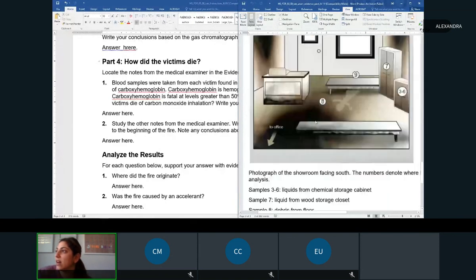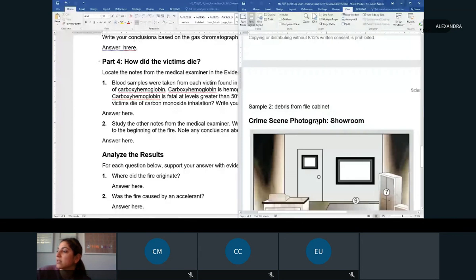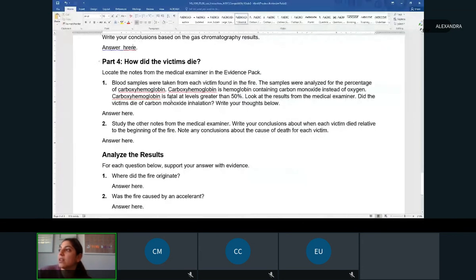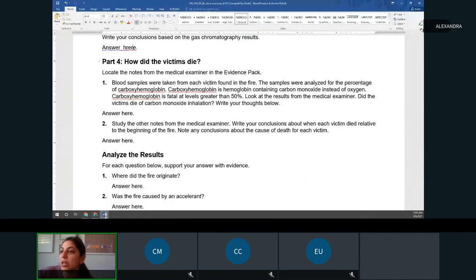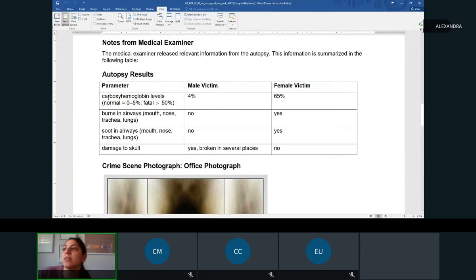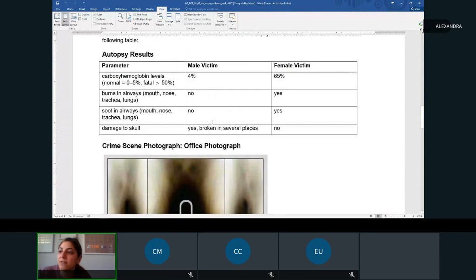Okay, so let's take a look at our autopsy results. Here are our male versus female victims. Let's answer number one. Look at the results. Did the victims die of carbon monoxide inhalation? Write your thoughts below. Which one, if any, died from what? We've got carboxyhemoglobin levels. Remember that 0 to 5% is normal, and anything greater is fatal. Were there burns in the airways? Was there soot in the airways? Was there damage to the skull? So what are our thoughts? Answering that first question.